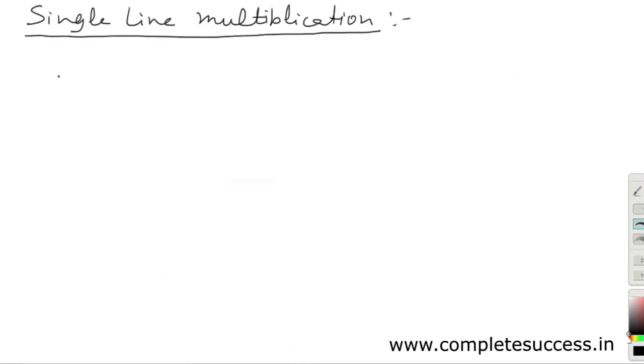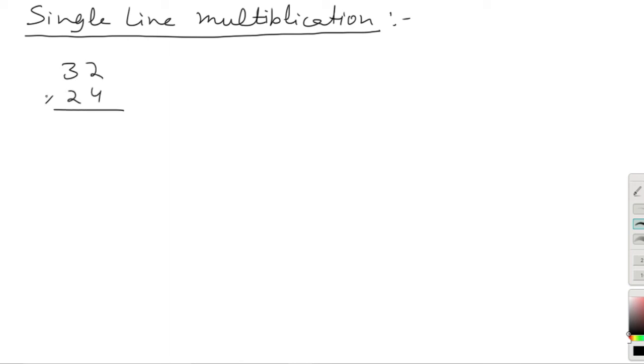Okay, single line multiplication. So we do first two digit multiplication. So we'll take simple examples of 32 into 24. So we multiply 32 with 24. So how we solve this equation? We first multiply 4 into 2. Answer is 8.